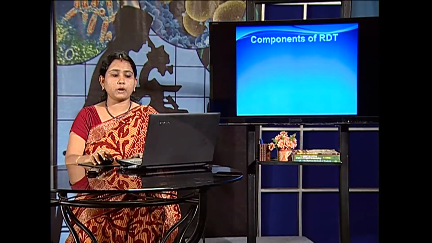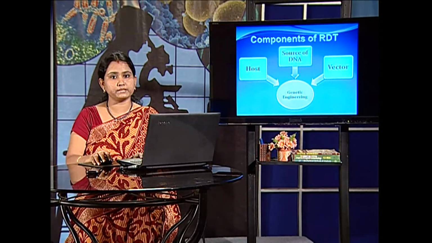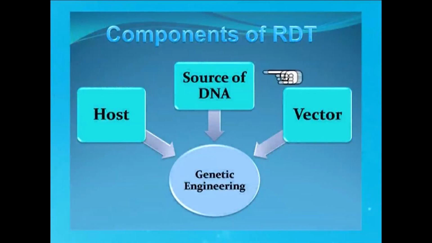Now, the components of rDT. There are mainly three components for rDT. Number one is the source of DNA, that is the DNA of interest. Number two is the vector. Vectors are artificial or natural plasmids where the DNA of interest is inserted. And number three is the host. Hosts are the organisms, which can be prokaryotic or eukaryotic, where the vector and the source of DNA are transformed.